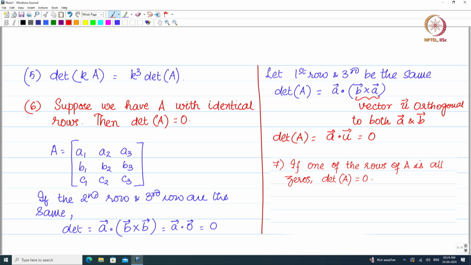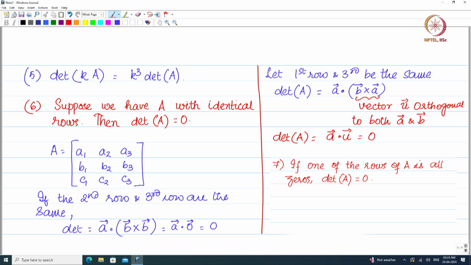Now, in fact, we can interpret the sixth property in a slightly different manner. It says if two rows are the same, that means vector-wise these two vectors are the same. If these two vectors are the same or in the same direction, you call those vectors linearly dependent vectors. Therefore, you have two vectors which are linearly dependent.